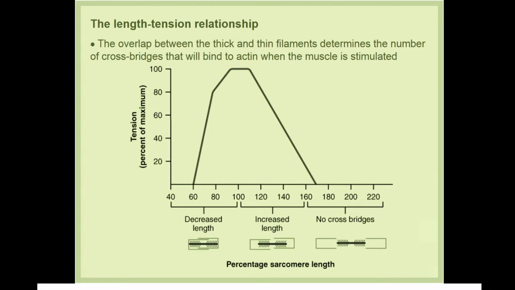The overlap between the thick and thin filaments determines the number of cross bridges that will bind to actin when the muscle is stimulated, and consequently the number of these linkages develops the more or less force of the skeletal muscle contraction. Okay.